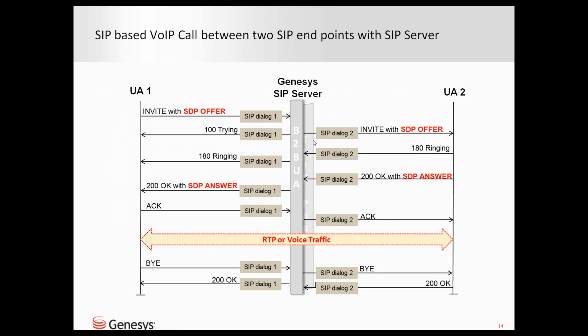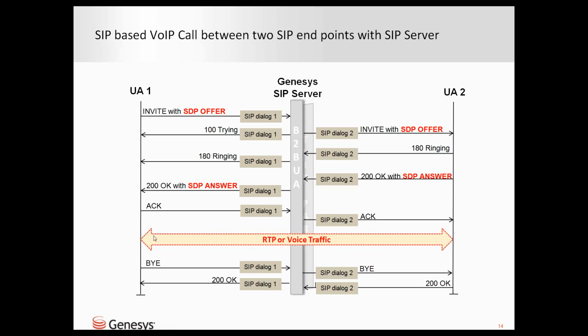I tried to put this information in a schematic diagram. You have the back-to-back user agent; the details we will see in the next slide. User agent 1 is sending an invite with SDP offer, and this is denoted in SIP dialog 1. Genesys SIP Server processes it, creates a new dialog and sends the invite. Once it receives the 180 Ringing, SIP Server sends 180 Ringing. Then SIP Server sends 200 OK with SDP answer. The acknowledgement is received, then the acknowledgement is sent to the other user agent.